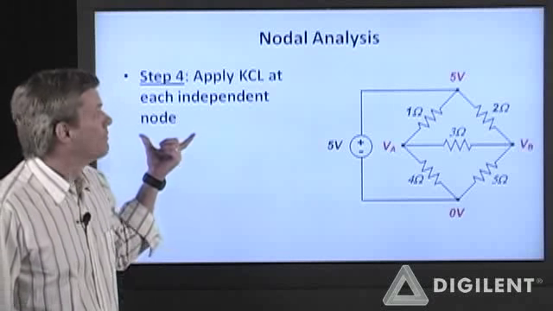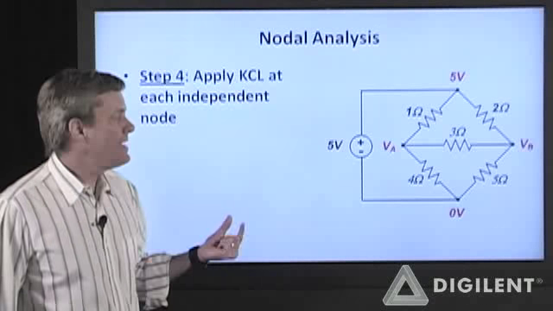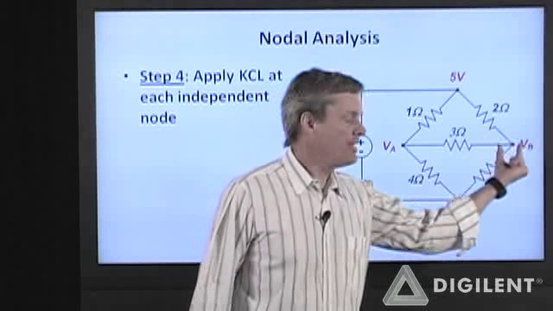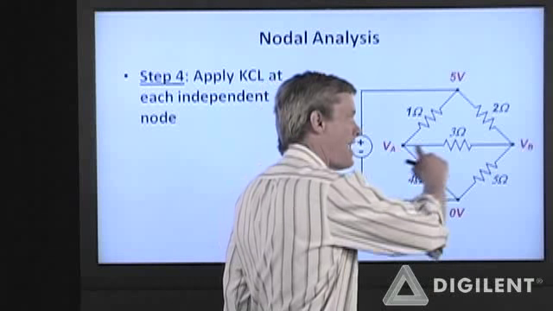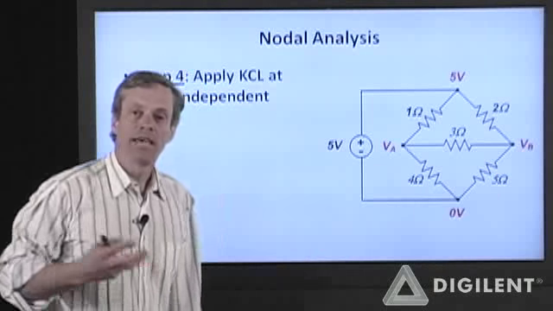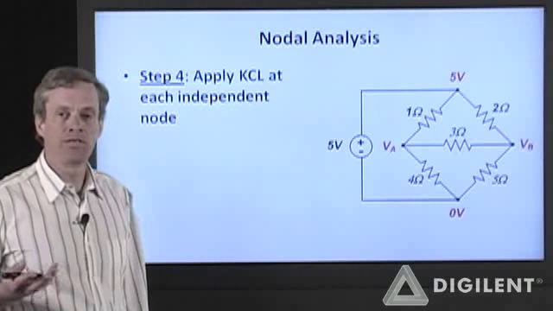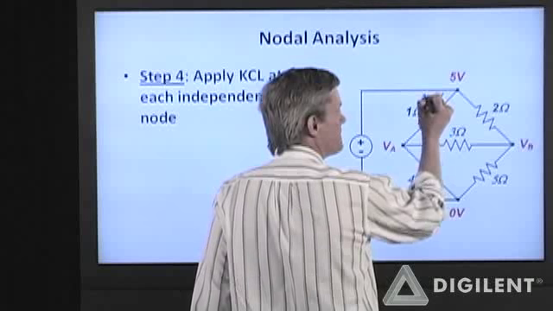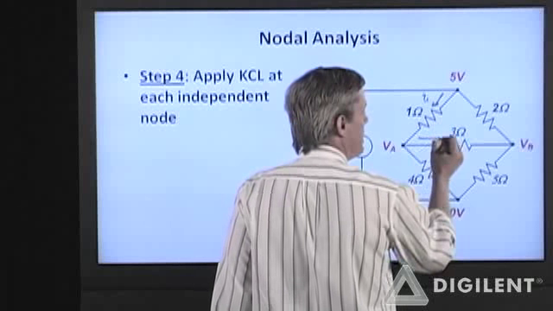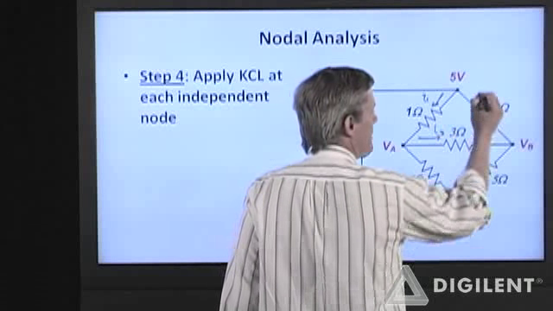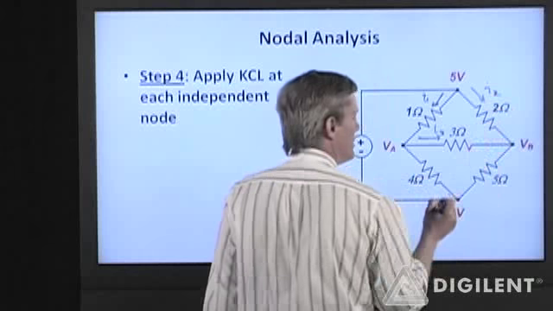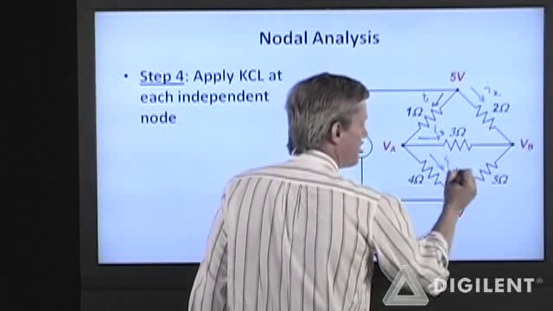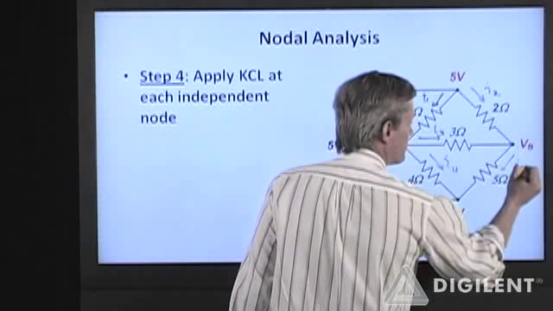Step 4. Now we're going to apply KCL at each of the independent nodes, A and B. KCL is the sum of the currents at the node is equal to 0, so let me label all the currents in these elements. This one I'm going to call I1, this one I'm going to call I3, this one's I2, this one's I4, this one's I5.